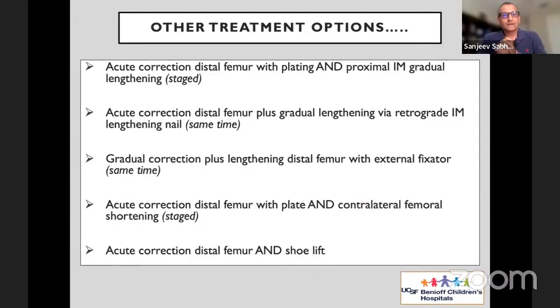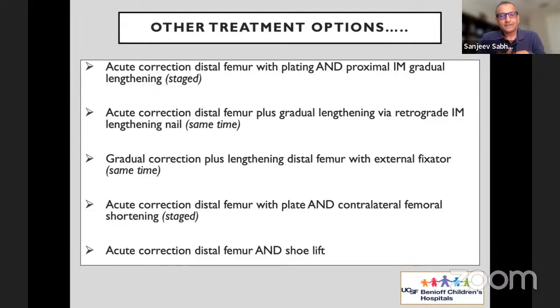I'm not going to go into all the details, but let's just read through these. I could have acutely corrected the distal femur with plate and screws and done a proximal intramedullary lengthening, either at the same time or staged. I could have done the acute distal femur correction and gradually lengthened via a retrograde IM nail because her growth plate was nearly shut. I could have lengthened and corrected the deformity, which is what I tried to do here, but it didn't work the first time.